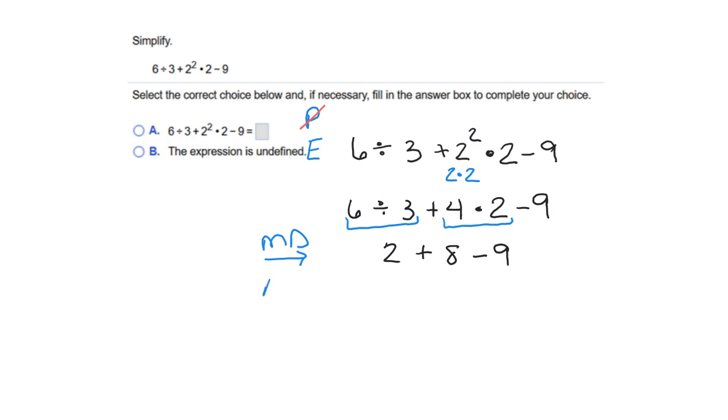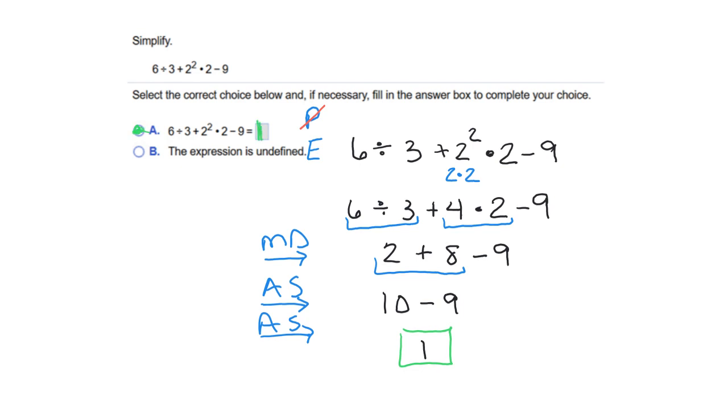Our next step is to add or subtract from left to right. So I will take the 2 plus the 8, gives me 10. And bring down the minus 9. Again, we'll repeat the adding and subtracting once again, left to right. And 10 minus 9 is 1. And so again, I choose option A, insert my answer as 1. So this is how you perform order of operations in simplifying expressions.